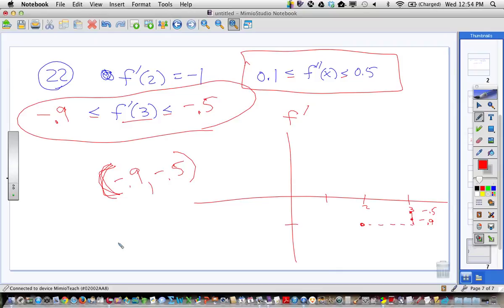So on 19, or on 18, does g have a point of inflection? Now this is g double prime. So does g have a point of inflection at 3?